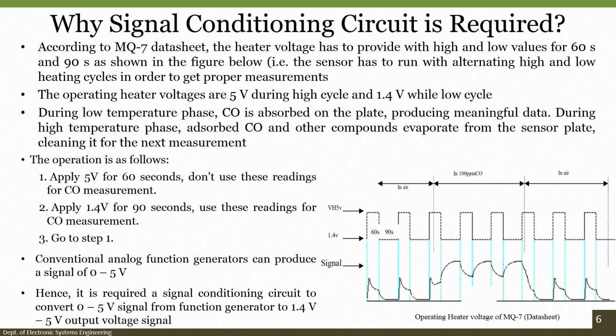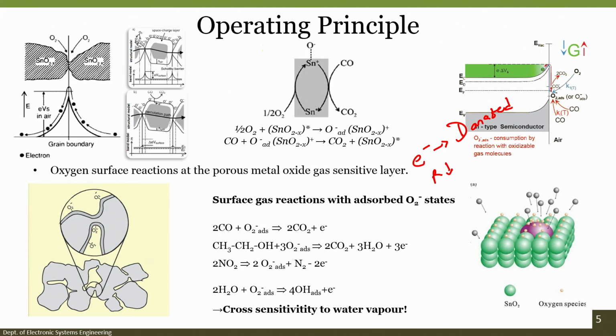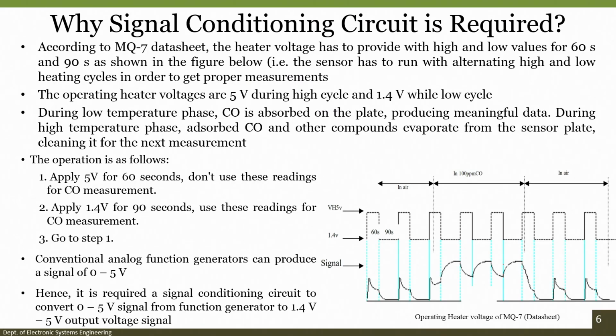Now, we need to know why we have to use a signal conditioning circuit if we have such kind of sensors, right. And then I will show you one example of how the process flow for fabricating such a sensor can be designed, so that you know whether you can design such sensors in your laboratory or not. So, why is a signal conditioning circuit required? First, we are talking about MQ7, which stands for a gas sensor. If you see the MQ7 gas sensor data sheet, the heater voltage has to be provided with high and low values for 60 seconds and 90 seconds as shown in the figure below.